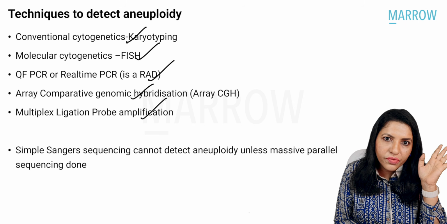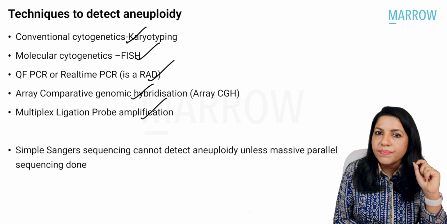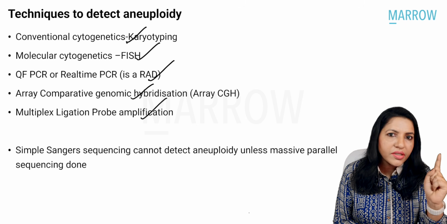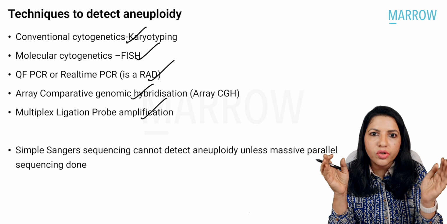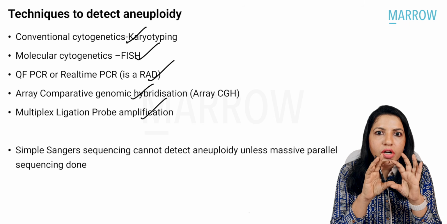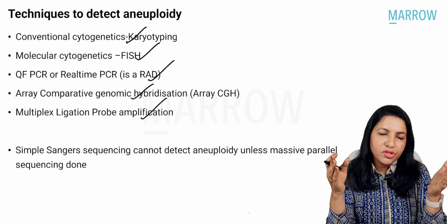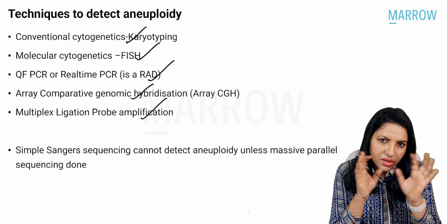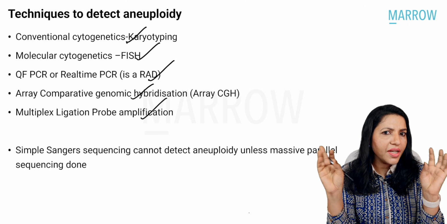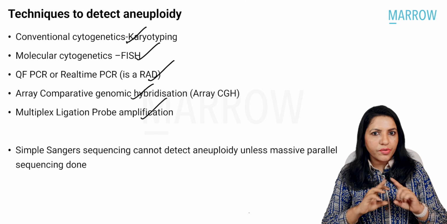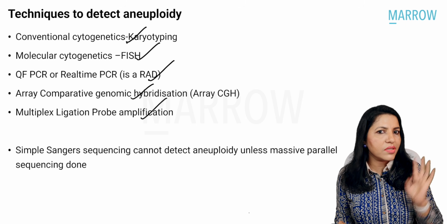All these are techniques to detect aneuploidy. Then what about Sanger sequencing? Simple Sanger sequencing cannot detect aneuploidy because in Sanger's method we are sequencing an oligonucleotide, not a complete chromosome or the entire genome. It is the technique to sequence a certain fragment or certain sequences in the DNA. That is possible. But in the case of aneuploidy, we want to sequence the entire chromosome, which is not possible with simple Sanger sequencing.